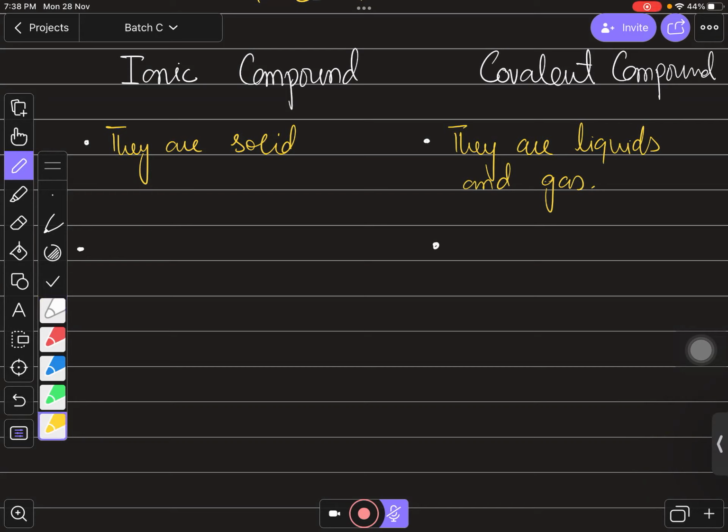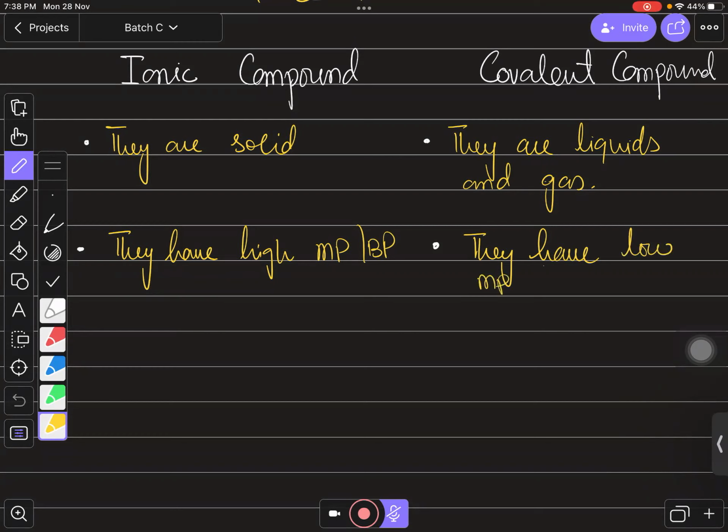When ionic compounds are solid, they have a very strong electrostatic force of attraction, so they have high melting point and boiling point. But in contrast, covalent compounds have low melting and boiling point.